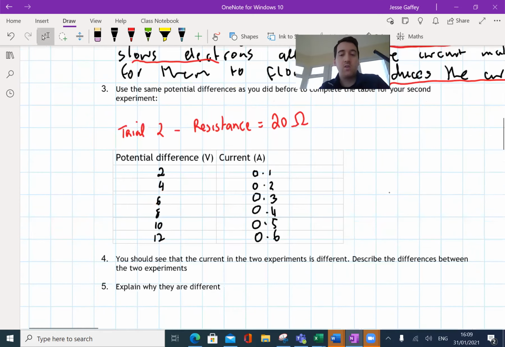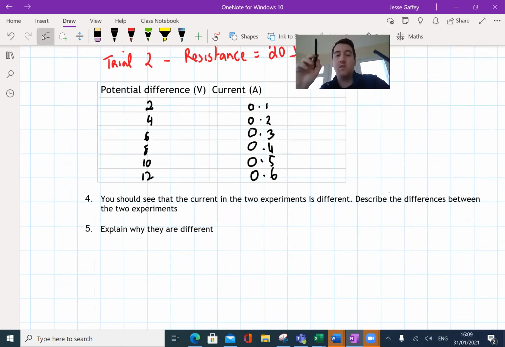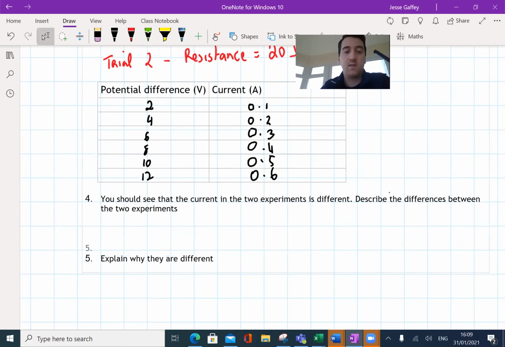All right, so pause the video and you've got two questions to do there, please. As you see, there are questions 4 and 5. If you didn't see them there, I do want you to pause the video and do those, please. Okay, so it says you should see that the current in the two experiments is different. Describe the differences between the two experiments. Okay, so describe the differences.